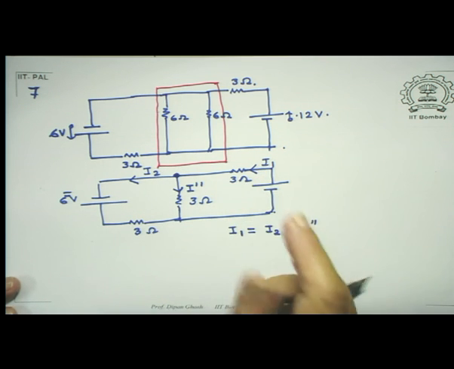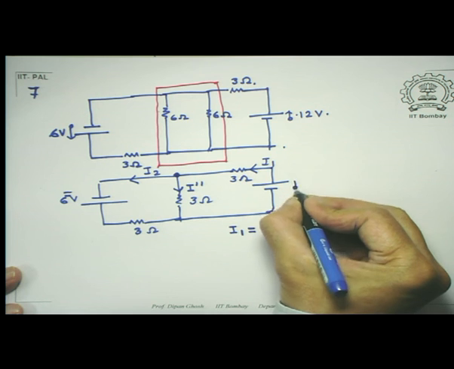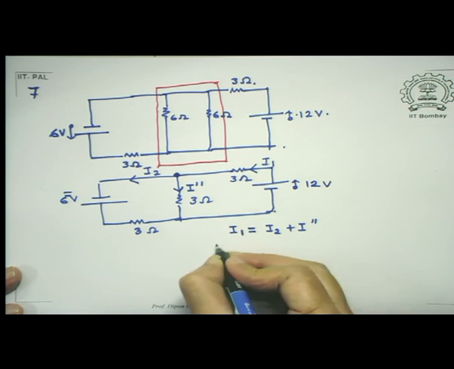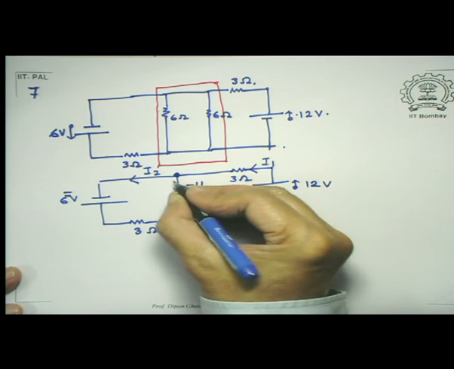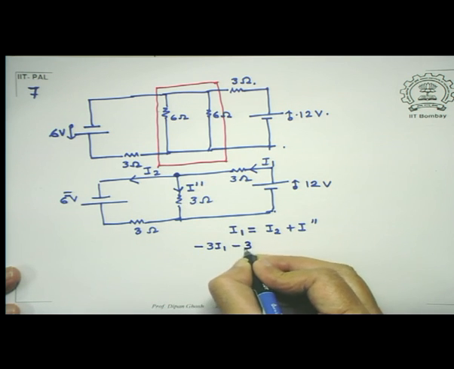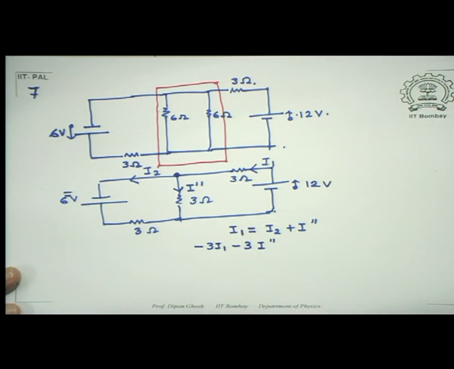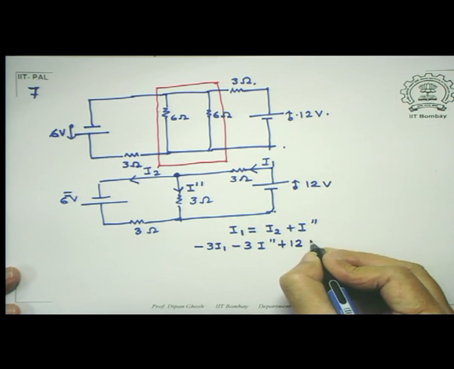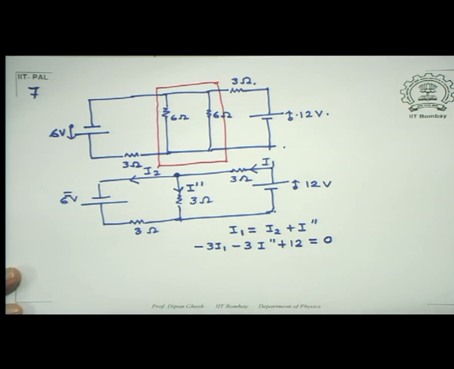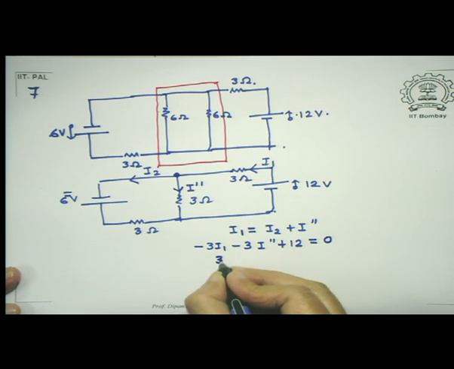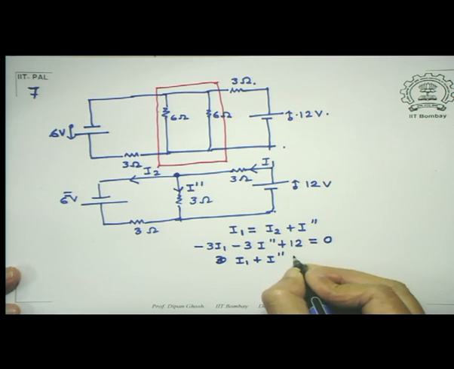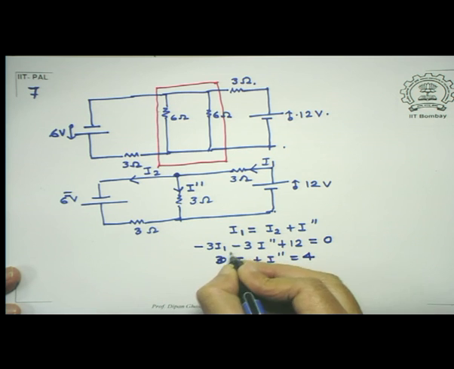So look at this now. So this was a 12 volt. So minus 3 I1, going like this, minus 3 I double prime plus 12 is equal to 0. So in other words, I1 plus I double prime is equal to 4. This is one of the equations.